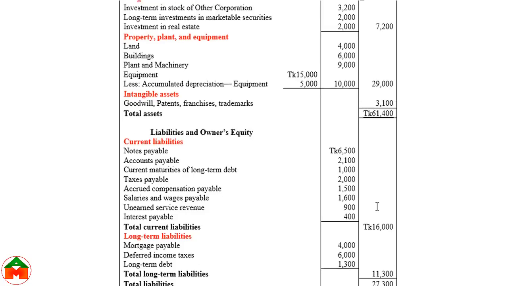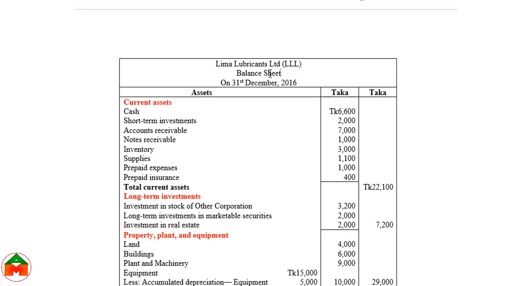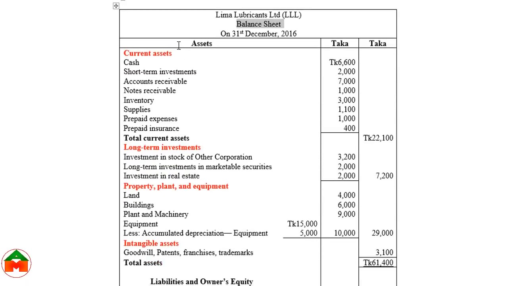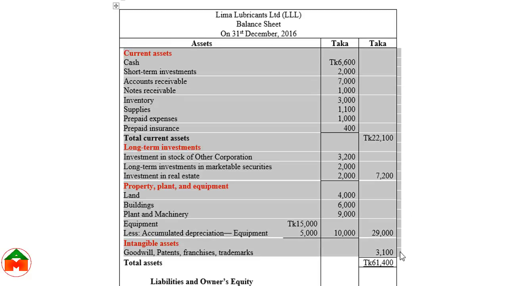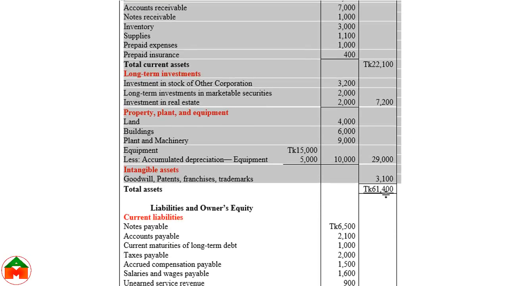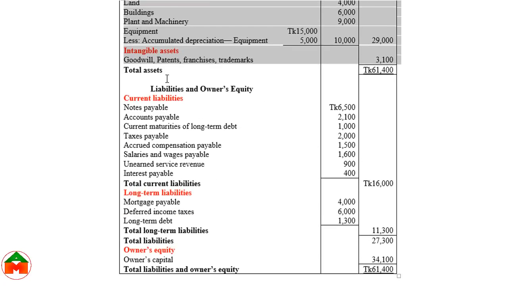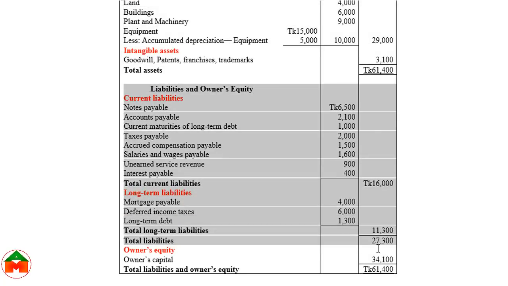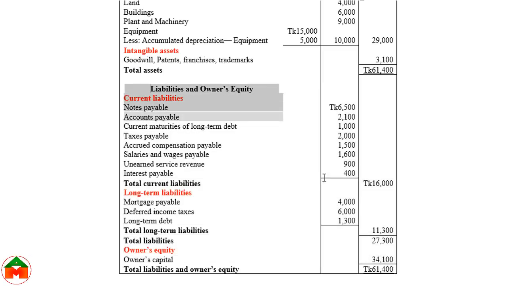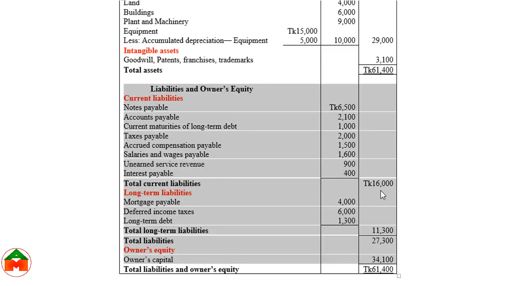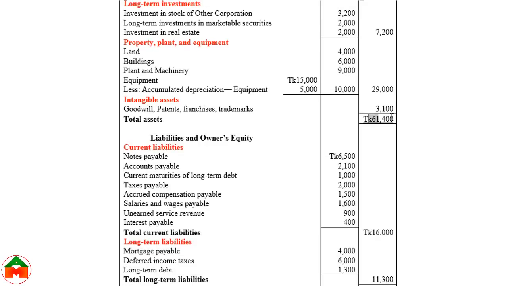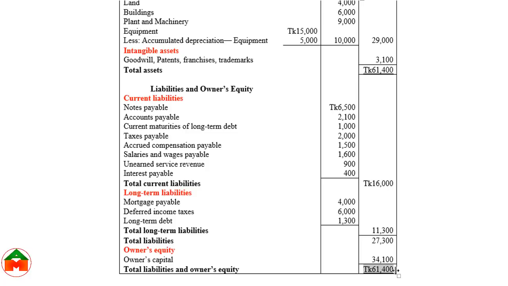So this is the balance sheet. Again I am repeating, in the balance sheet we show assets in the first section. These are the assets. The total amount of assets is 61,400, and in this section we have shown all the liabilities and owner's equity. This is the 16,000 current liabilities, this is the 11,300 long-term liabilities, total liabilities 27,300, and total liabilities and owner's equity 61,400. Assets should be equal to liabilities and owner's equity.